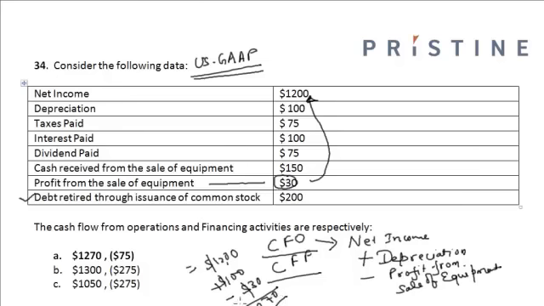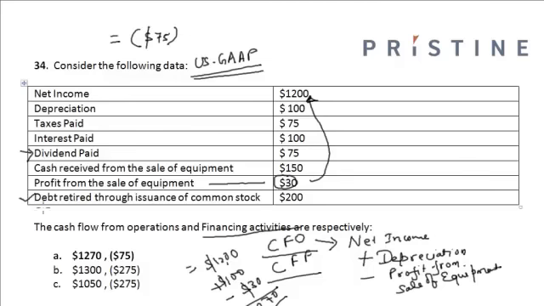Now we have to calculate the cash flow from financing activities. The cash flow from financing activity is equal to, let us consider all these inputs one by one. The net income is not a part of cash flow from financing. Depreciation, tax paid, interest paid, only dividends paid is there. So since the dividend has been paid, it is a cash outflow, which we write in brackets.